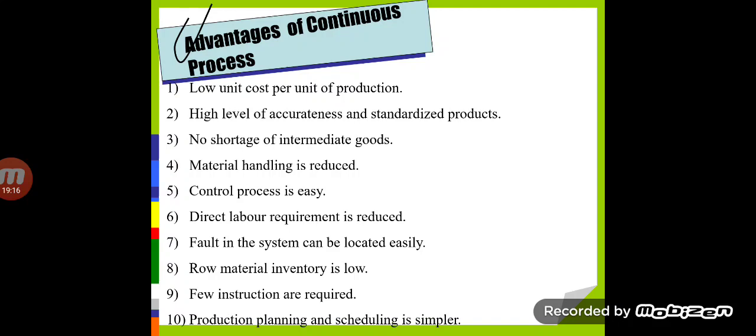Raw material inventory is low. Raw material inventory is very low because we are producing the same type of product in bulk, so whatever raw material we are collecting, we are using in this system.